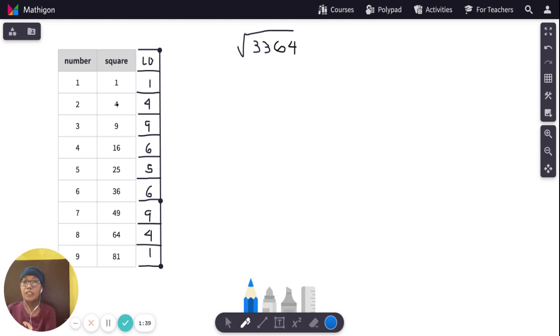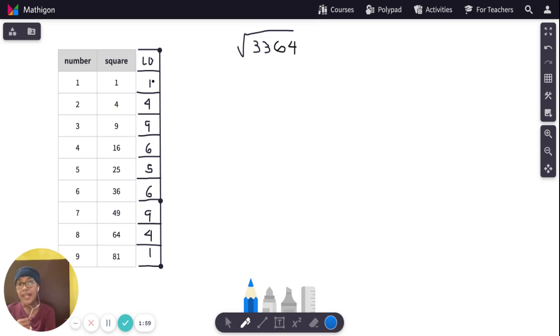Square root of 1, 1. Square root of 4, 2. Square root of 9, 3. Square root of 16 is 4. Square root of 25 is 5. Square root of 36 is 6. Square root of 49 is 7. Square root of 64 is 8. Square root of 81 is 9.